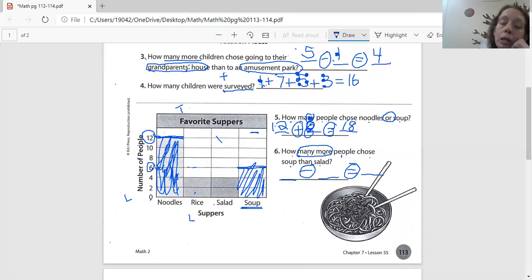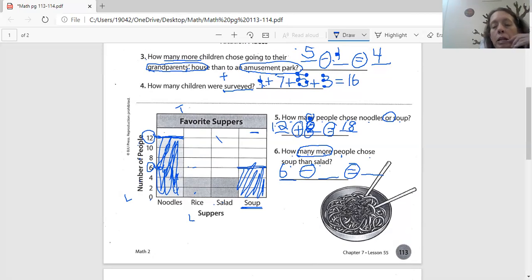How do I decide what numbers to put in here? I look back in my sentence. Soup is the first one. That's S-O-U-P. Find it here. Nope. Nope. Nope. Yep. There it is. I look all the way to the lid. Trace it all the way over. And I see 6. I'm going to put 6 right there.